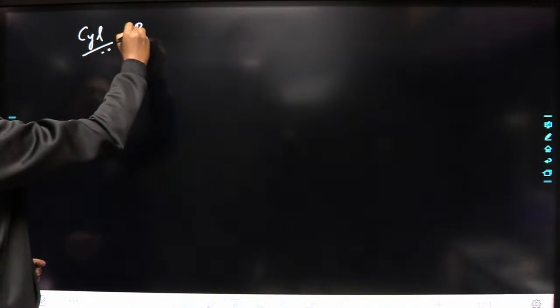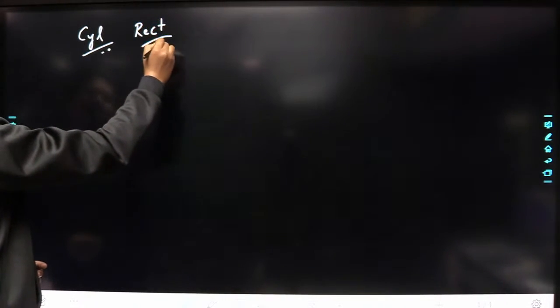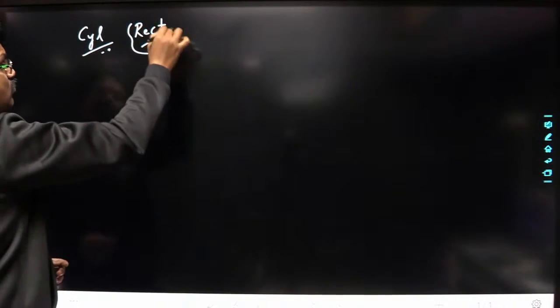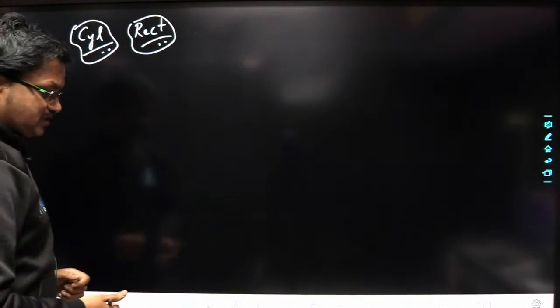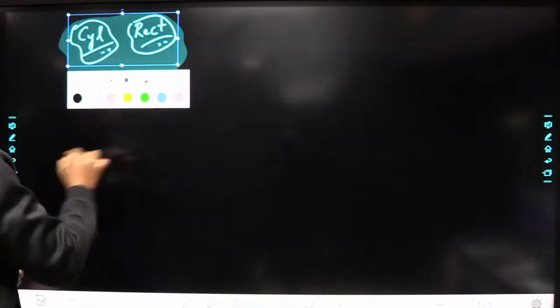So in the previous sessions we have completed the cylindrical coordinate system, and also we have studied the rectangular coordinate system. In this session we try to solve some problems based on these rectangular and cylindrical coordinate systems.